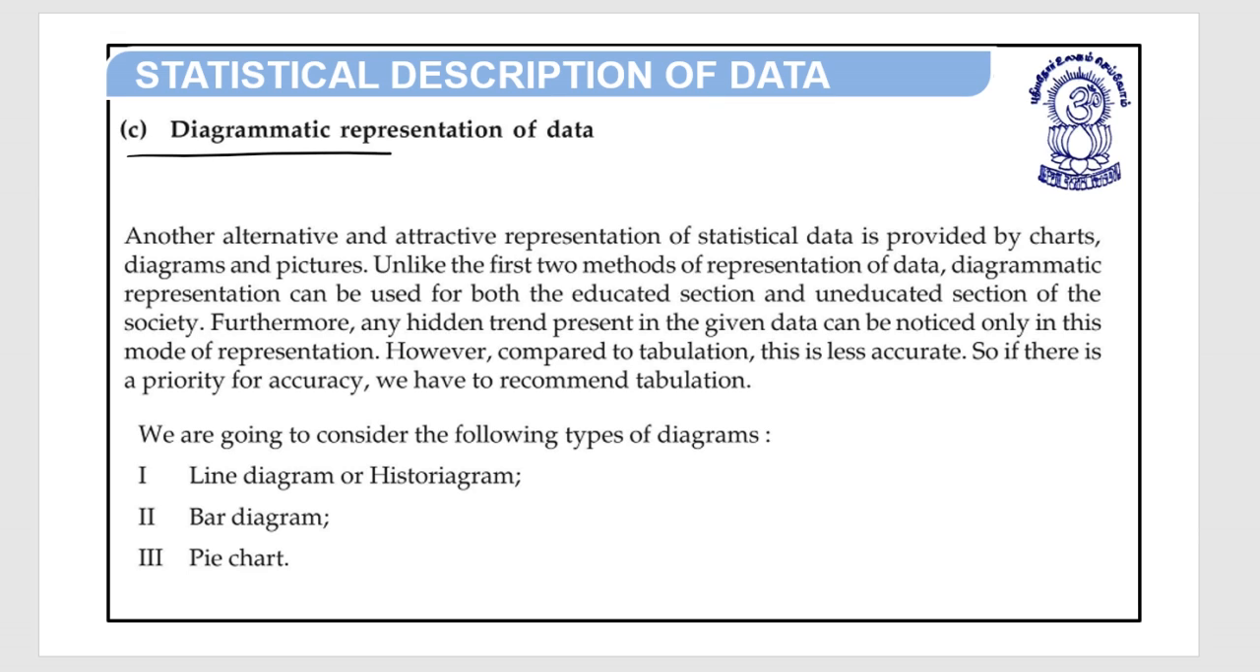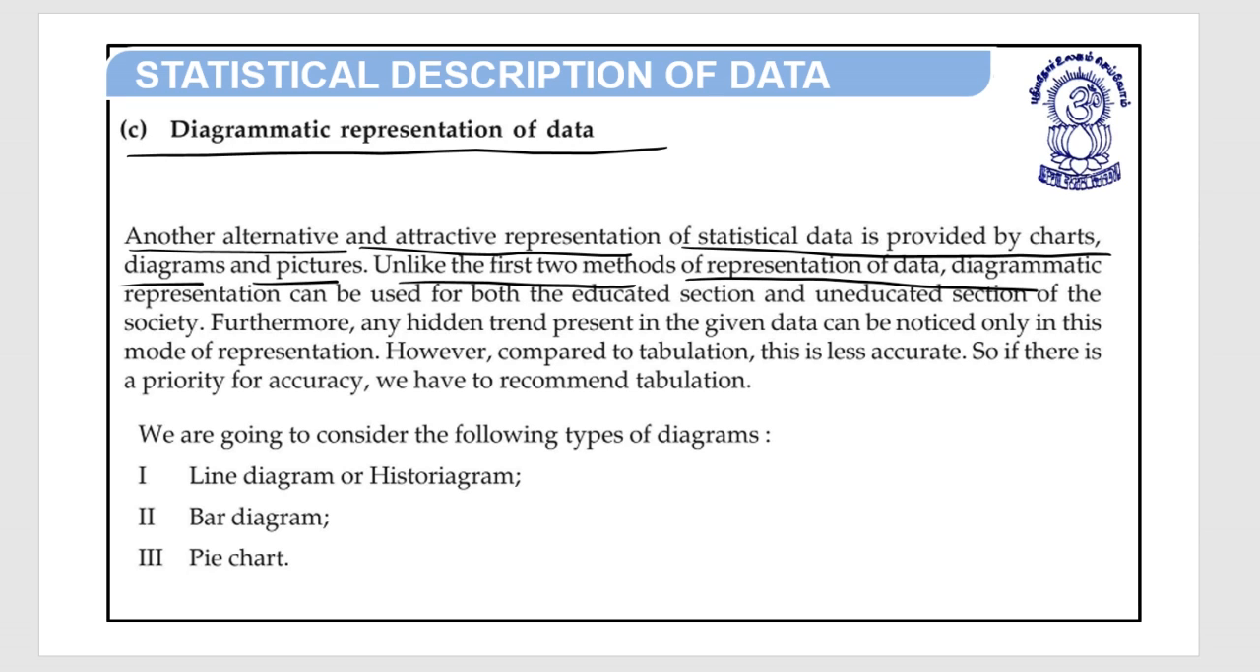C. Diagrammatic representation of data. Another alternative and attractive representation of statistical data is provided by charts, diagrams and pictures. Unlike the first two methods of representation of data, diagrammatic representation can be used for both the educated section and uneducated section of society.